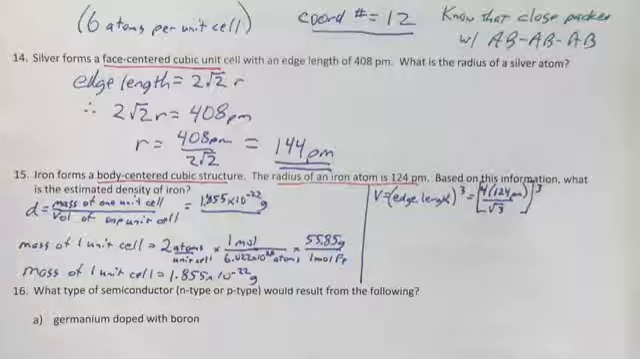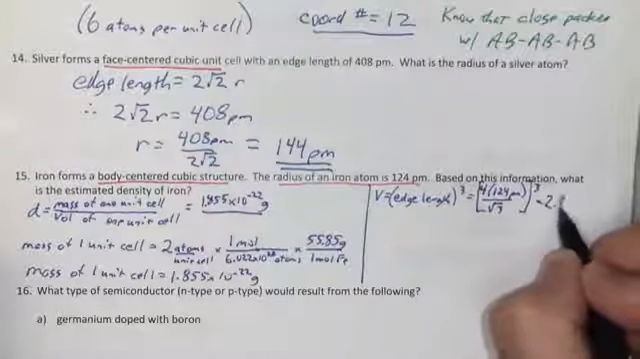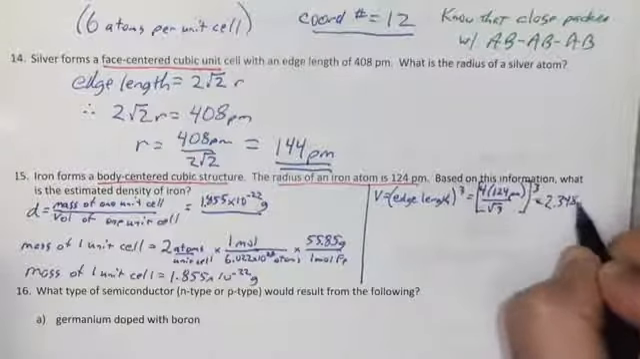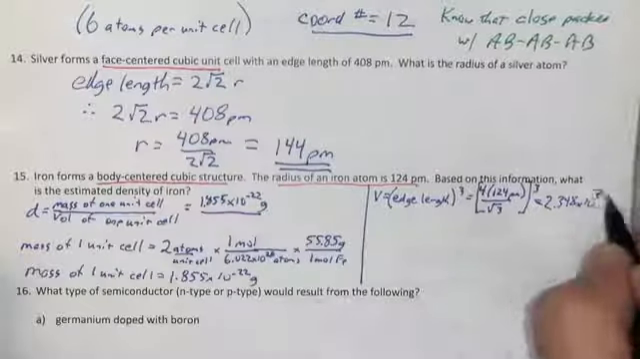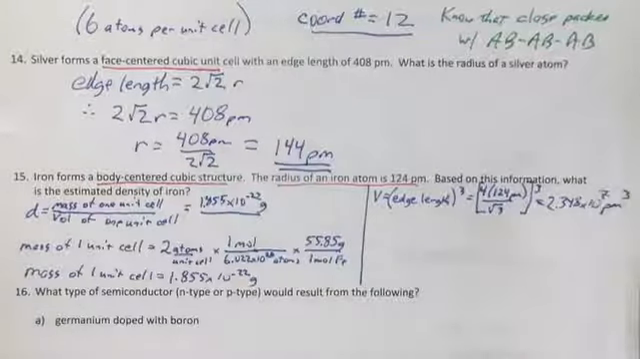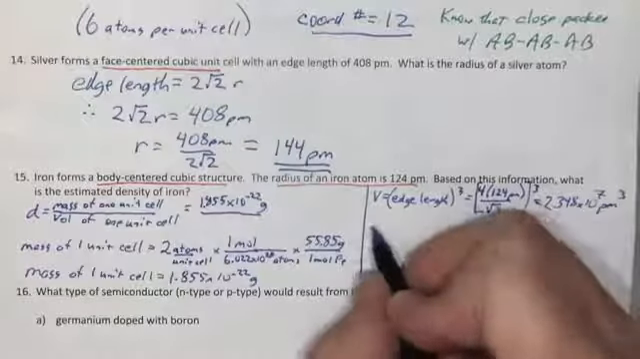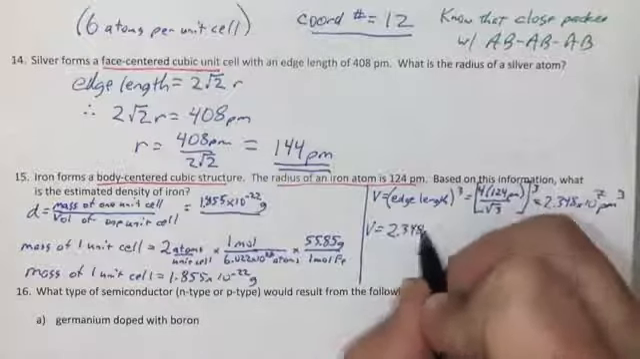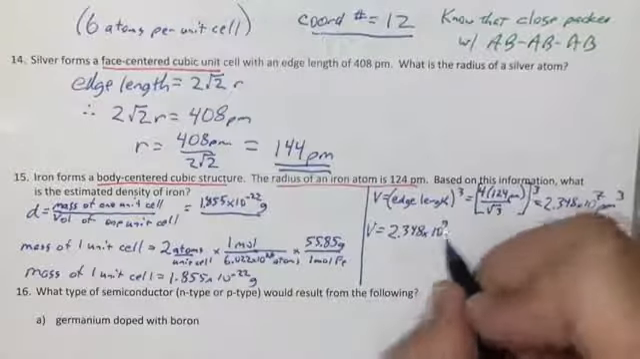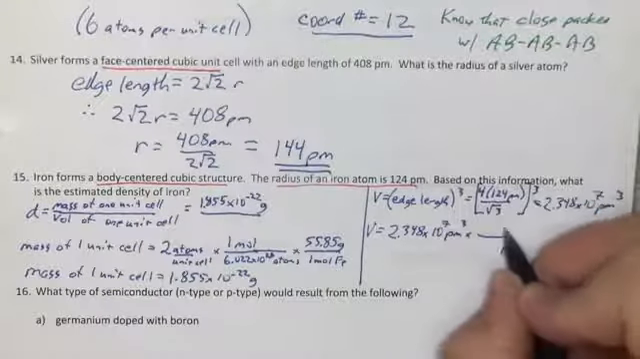And then all that entire quantity cubed, which is in picometers, 2.348 times 10 to the power of 7 cubic picometers. Now I want to convert this to cubic meters. So the volume in cubic meters: I have 2.348 times 10 to the power of 7 cubic picometers. Now I'm going to go from picometers to meters.